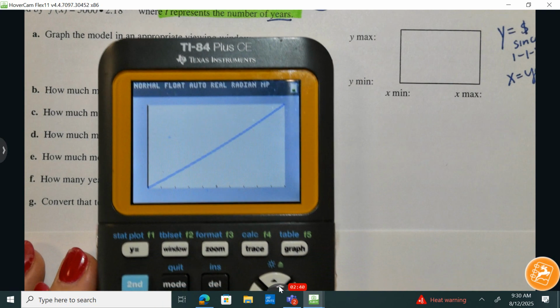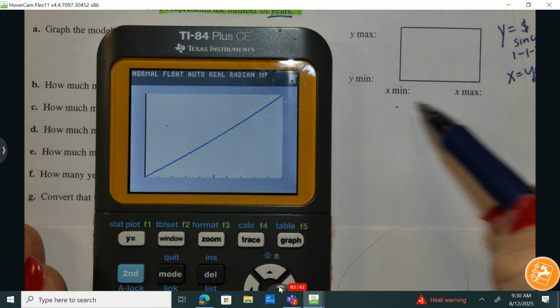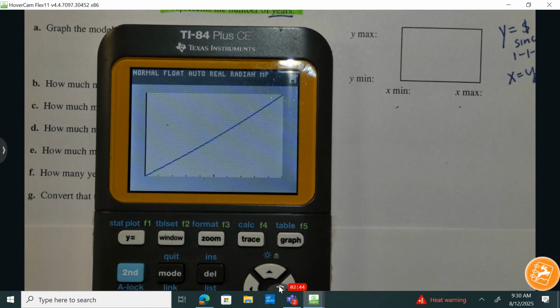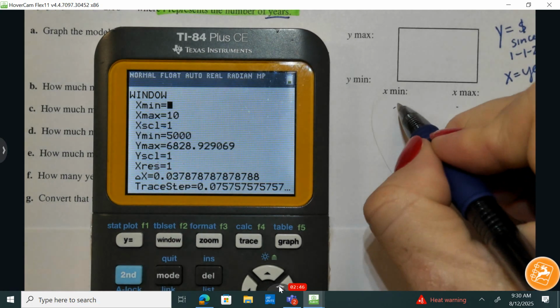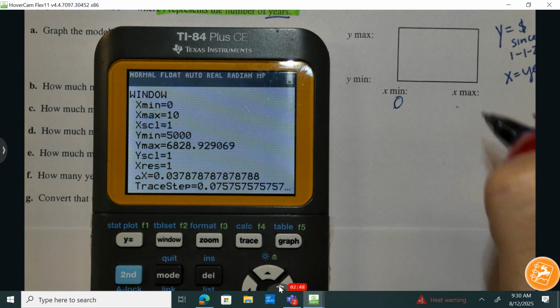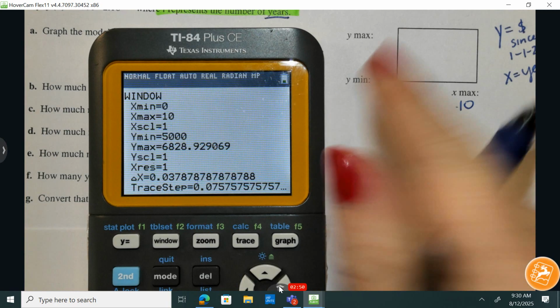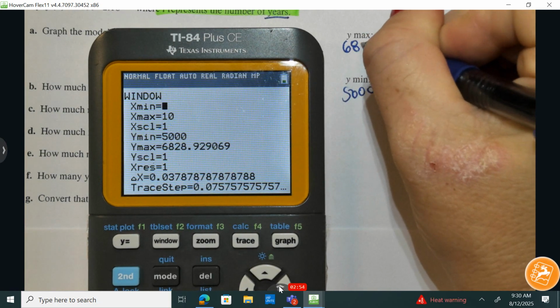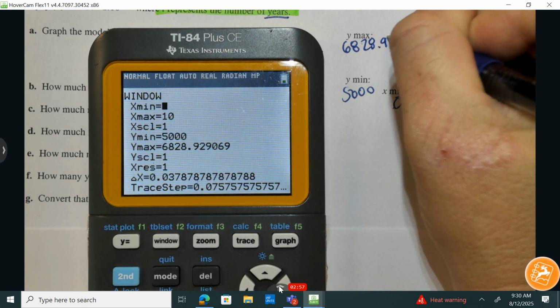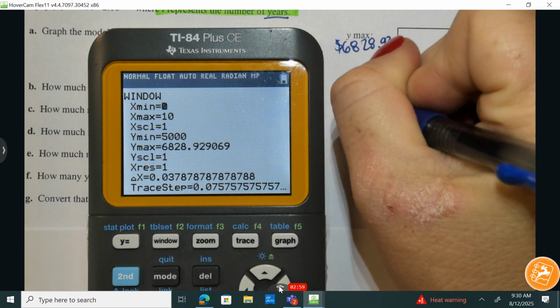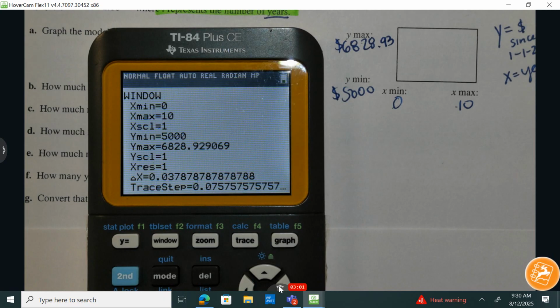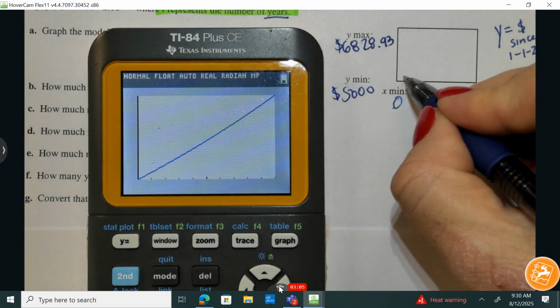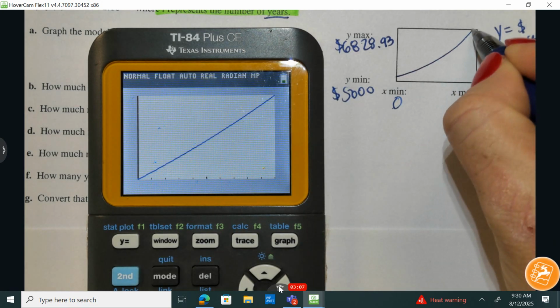Next up, for those that have it, we need to put in these numbers. This is really easy to get points on a test. You're going to go to Windows. We're going to go from 0 to 10. And then over here for minimum, we're going to go from 5,000 up to 6828.93. And you're like, how do I know what to round to? We're talking about money. Money is always going to round to the nearest hundredth. Then I'm looking at this graph, and I'm giving a rough graph of what this looks like.